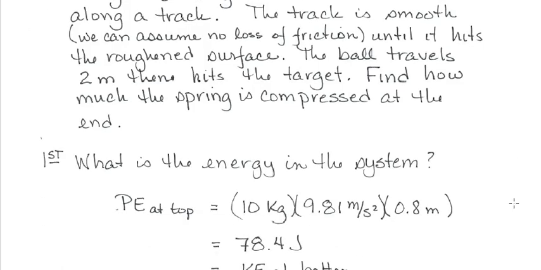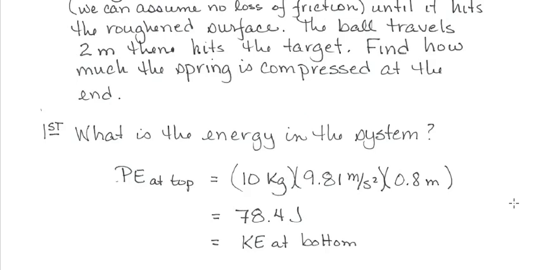So first of all, what's the energy of the system? Well, the energy of the system is going to equal that potential energy that's put in at the top. So that's our 10-kilogram mass times 9.81 meters per second squared times 0.8, which is how far above the horizontal it is. And so we end up calculating 78.4 joules. But that's going to equal our kinetic energy at the bottom just before it hits the rough spot.